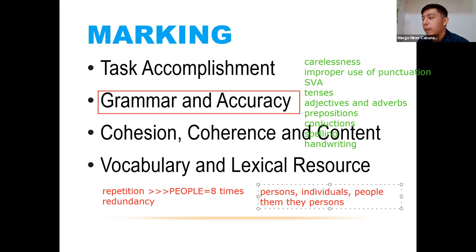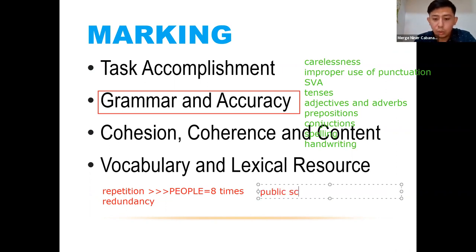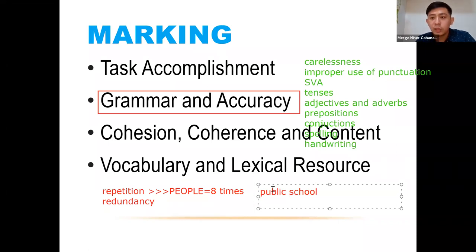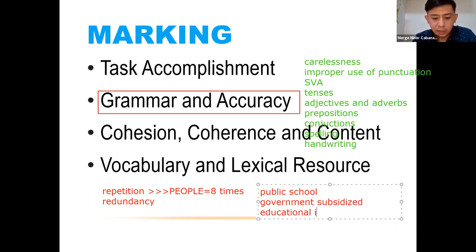Sir, what if a word doesn't have a synonym? For example, public school. We don't have a synonym for public school. So why don't you describe it instead by writing government subsidized educational institutions.